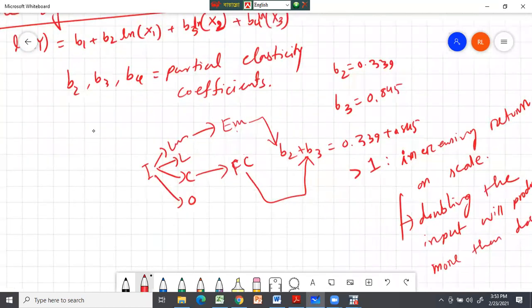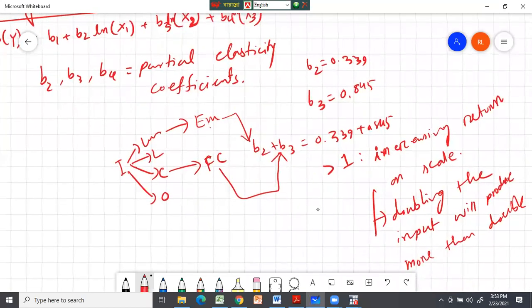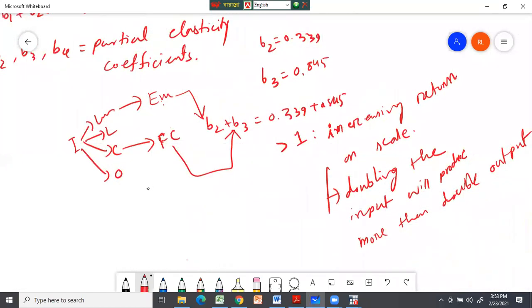The first finding, as I told you, is the partial elasticity coefficient. All the coefficients in the multiple log linear model are said to be partial because you are explaining one coefficient considering the other coefficients as held constant, or the other coefficients' impact will remain constant. The second one is return to scale. That means if you double the inputs of production in the economy, how much will your output be increased, whether more than double or less than double.